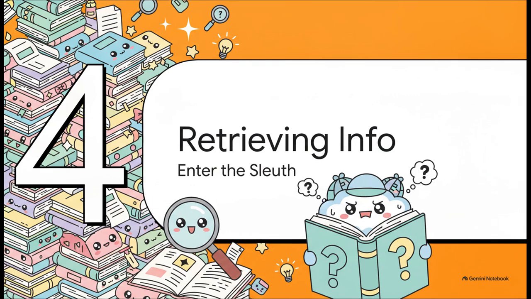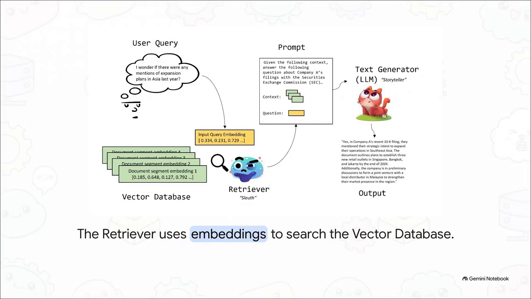Section 4. Retrieving the right information. Enter the sleuth. Okay, step 1 is all about fact-finding. You obviously can't just feed a 500-page book into the LLM all at once. It's way too much context for it to handle. So when a user asks a query, like, say, were there any expansion plans in Asia, our adorable little water droplet, the sleuth, springs into action.